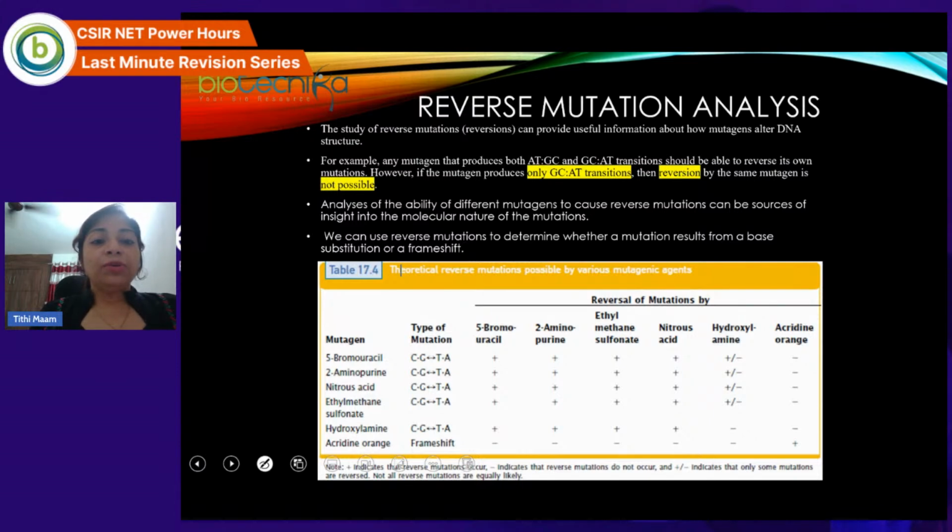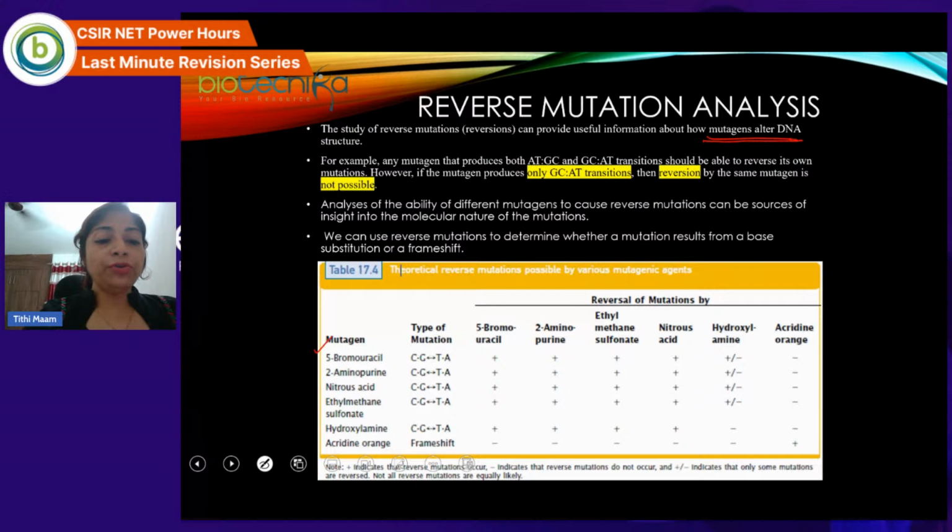The study of reverse mutation or reversions can provide useful information on how mutagens alter the DNA structure, or what kind of mutation a particular mutagen is causing. So for this, what do you have to know? You have to know the type of mutation that all the different popular mutagens can cause. You definitely don't have to know all the mutagens, but there are certain very popular or commonly used mutagens, and you should know what kind of mutation they can cause. So here is the list. This table has some of them.